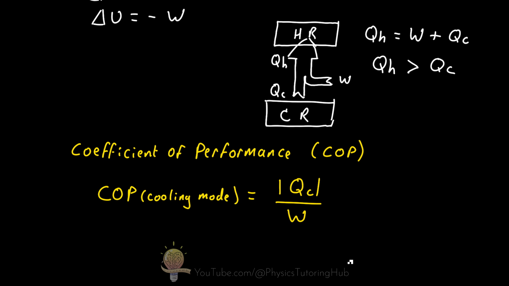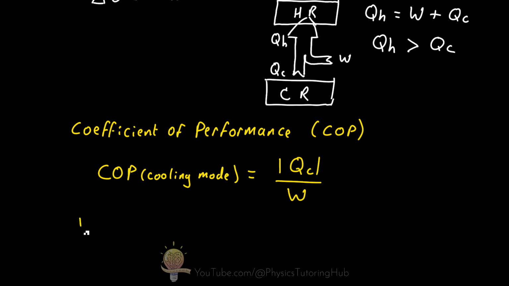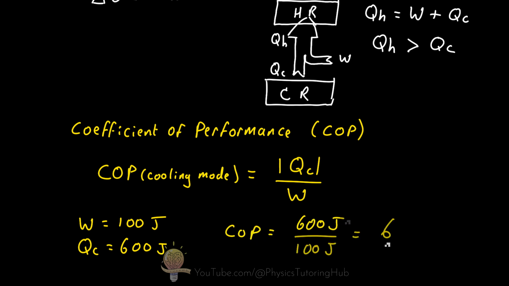A good refrigerator should have a high COP of around 5 or 6. And a COP of 6 means that for every 100 joules of work being put into the system by the compressor, by the heat pump, will result in 600 joules of heat removed from the cold reservoir.